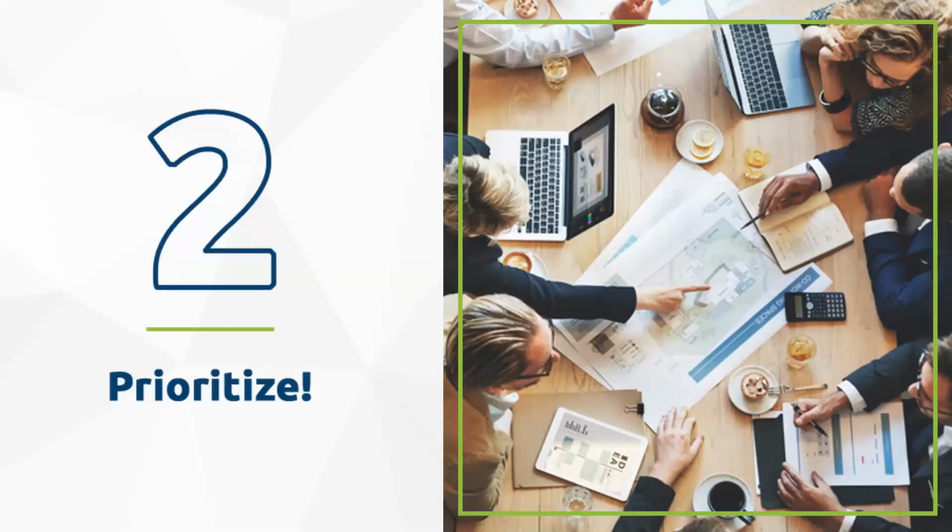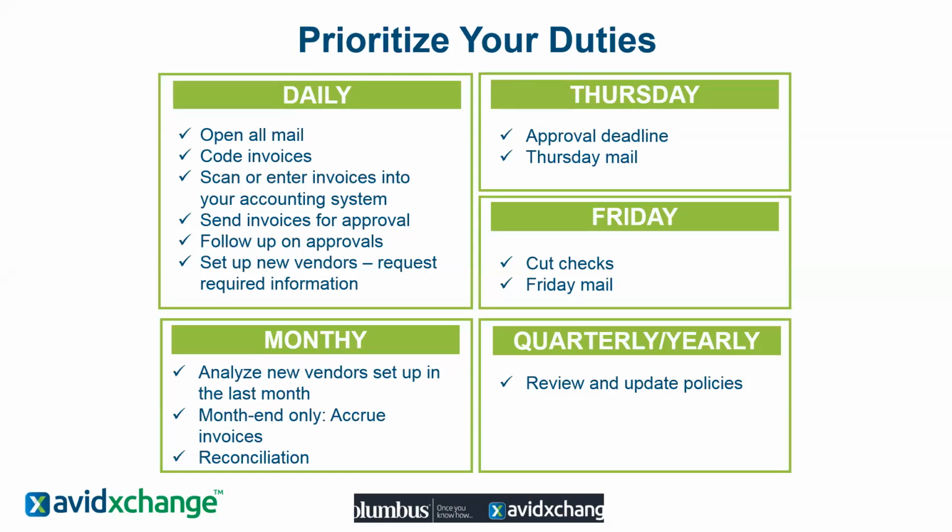So the second tip we'll offer you is prioritizing those duties. Again, here's just an example. I don't know what your rhythm is on AP, but it's kind of scary. We did a study with Paystream Advisors a while back, and they came back and said the average AP specialist spends about 2 to 4 hours a day on manual invoice processes. These are things like opening the mail, scanning and entering into the system.